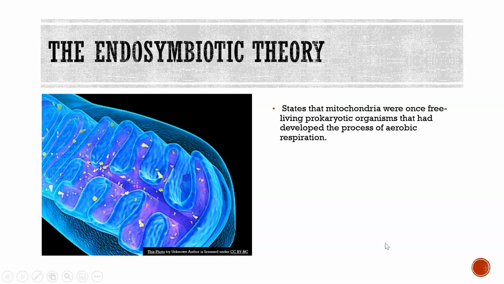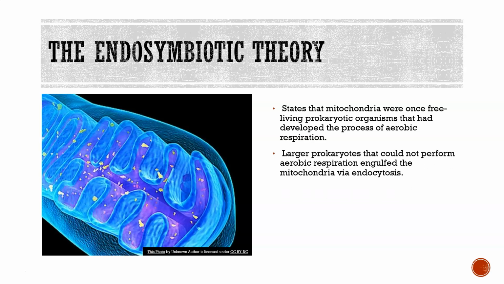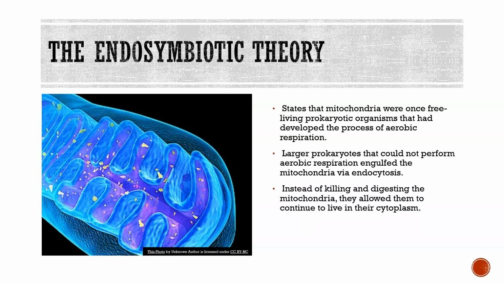Okay, the mitochondria were once free living prokaryotic organisms that had developed the process of aerobic respiration. So once upon a time, mitochondria existed without the rest of the cell around them. Larger prokaryotic cells couldn't undergo aerobic respiration. So what did they do? They engulfed the mitochondria by endocytosis. Instead of killing and digesting the mitochondria, they thought, hang on, this works.